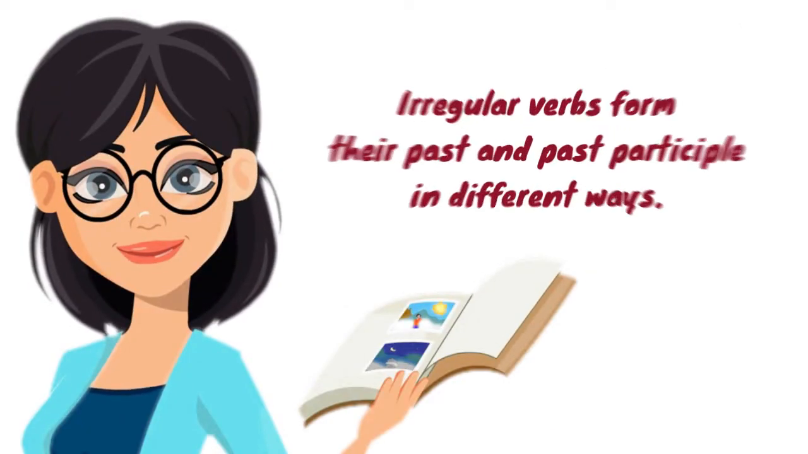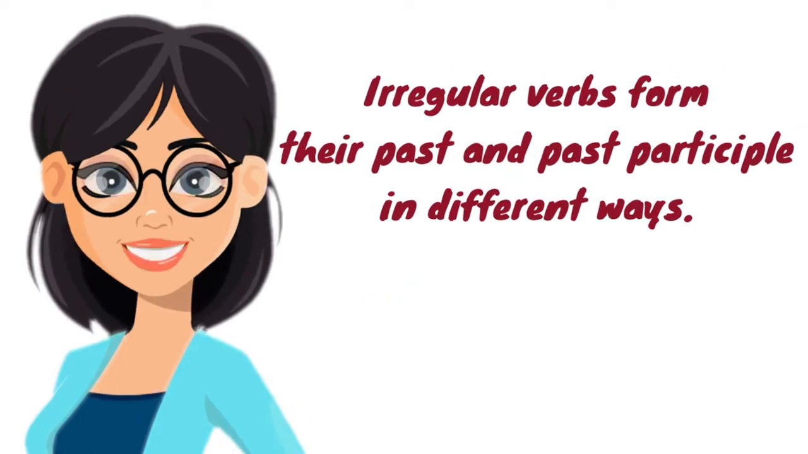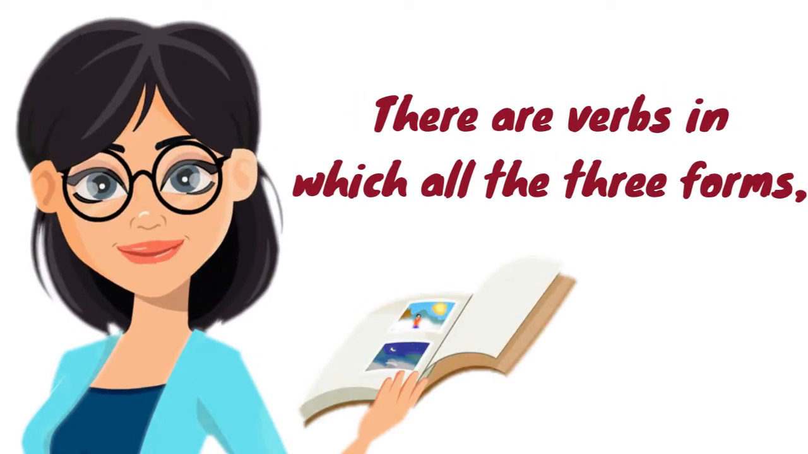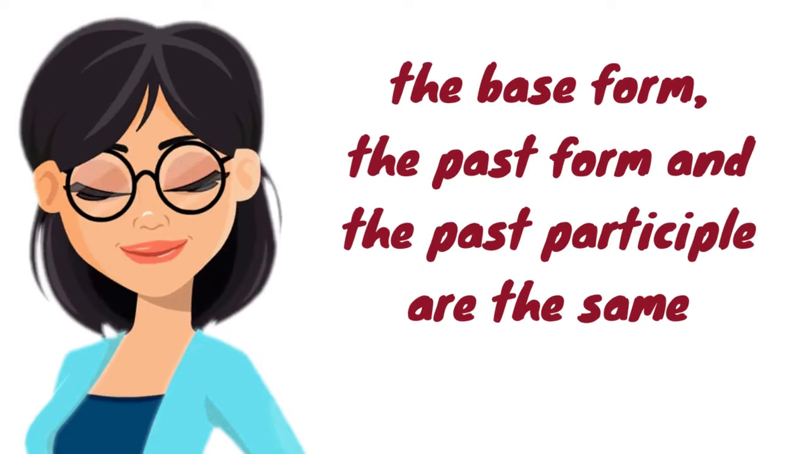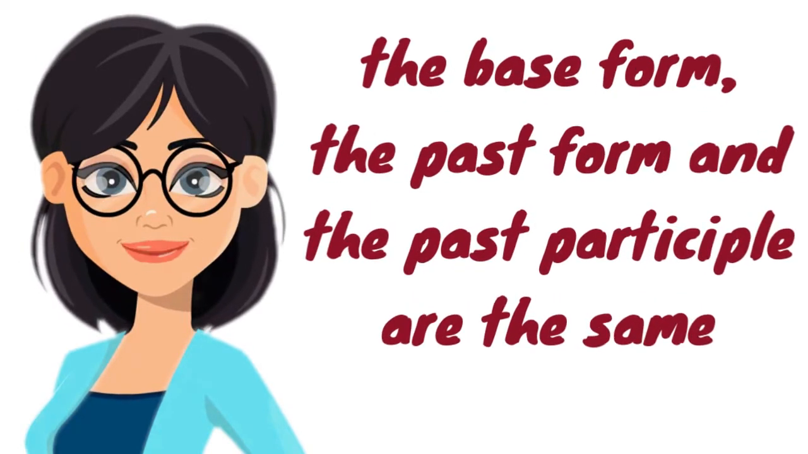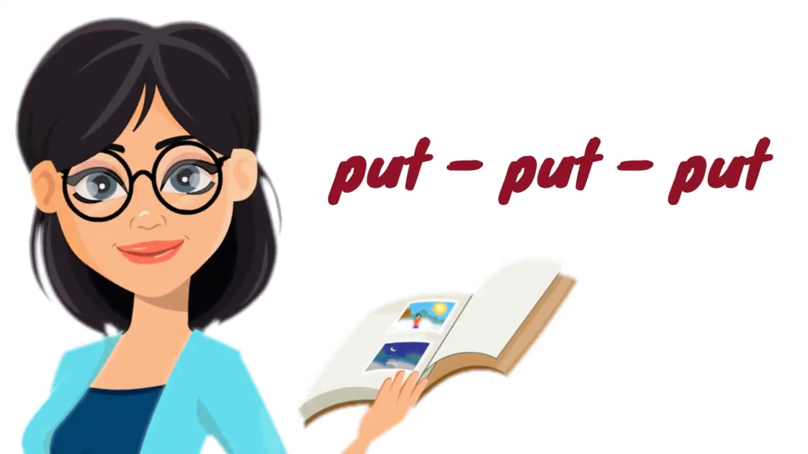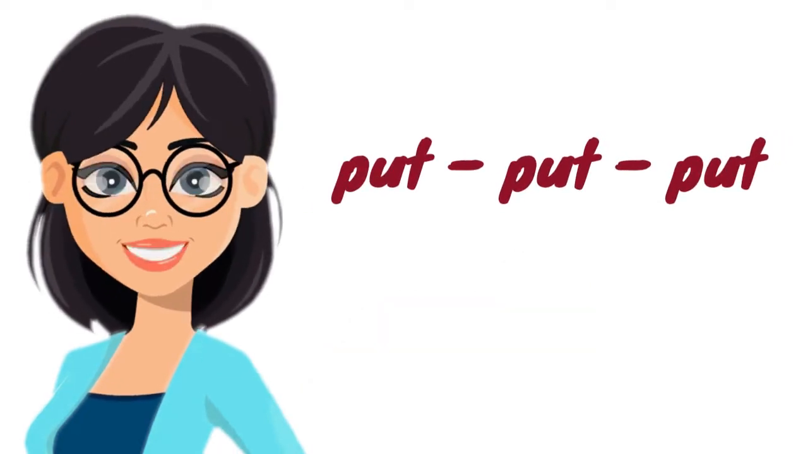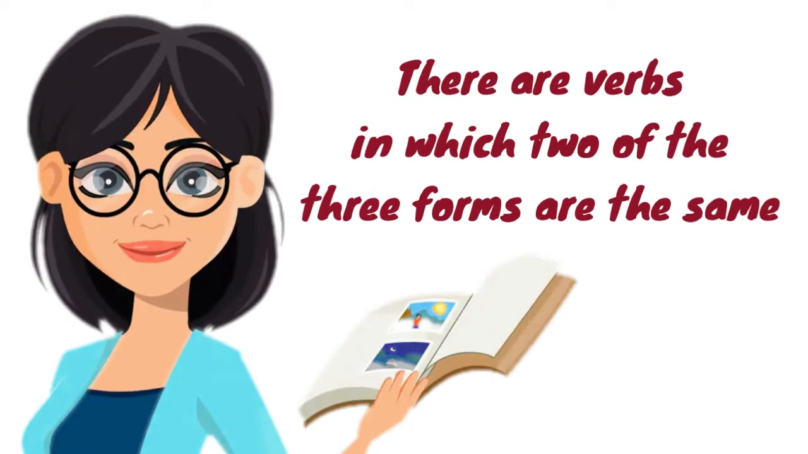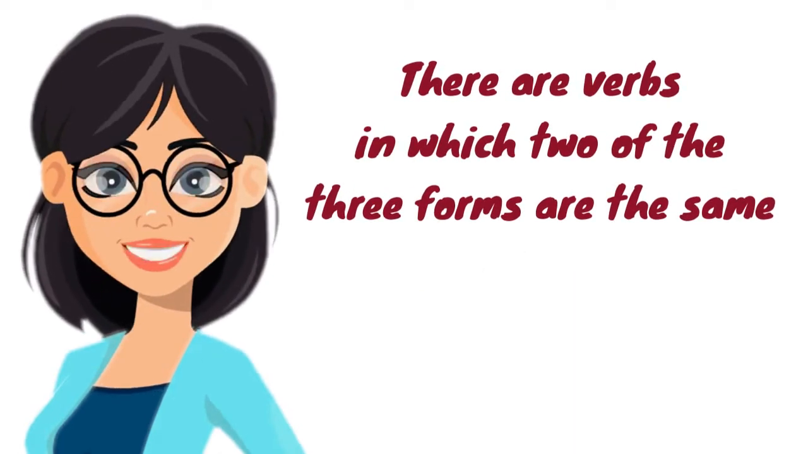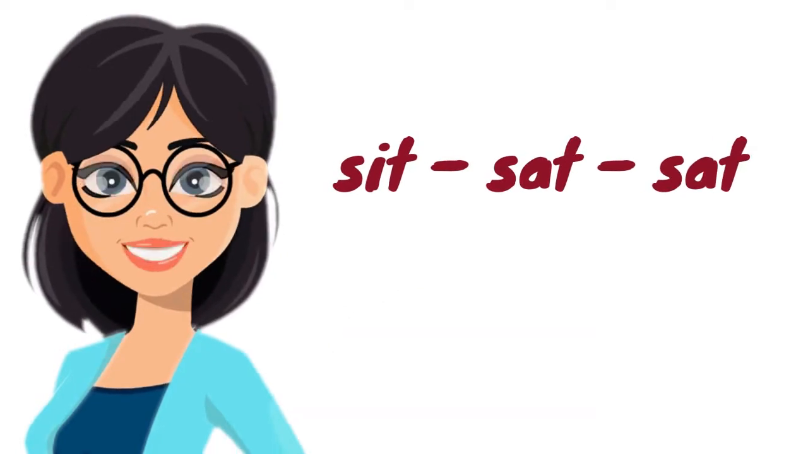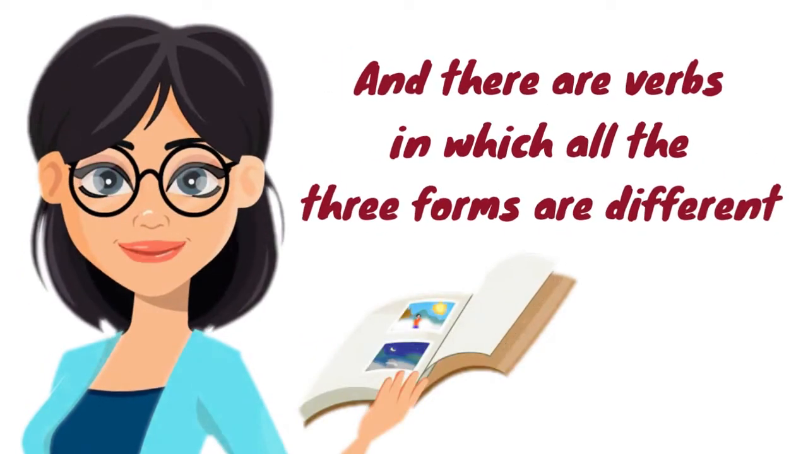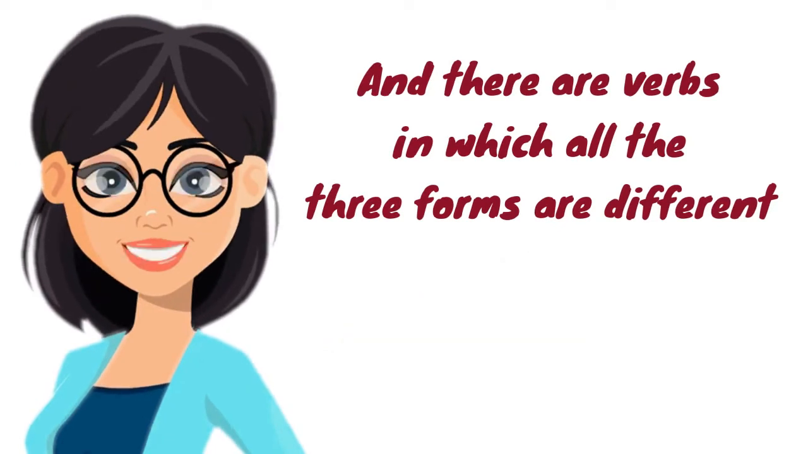On the other hand, irregular verbs form their past and past participle in different ways. There are verbs in which all the three forms, the base form, the past form, and the past participle are the same. Example, put, put, put. There are verbs in which two of the three forms are the same. Example, sit, sat, sat. And there are verbs in which all the three forms are different.